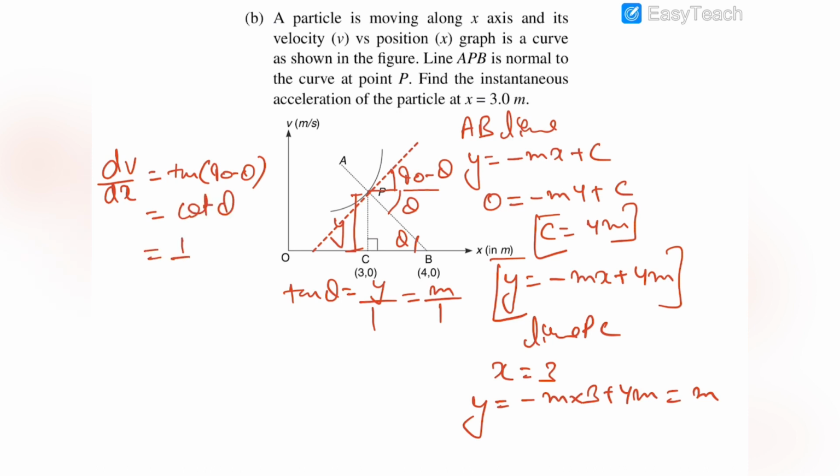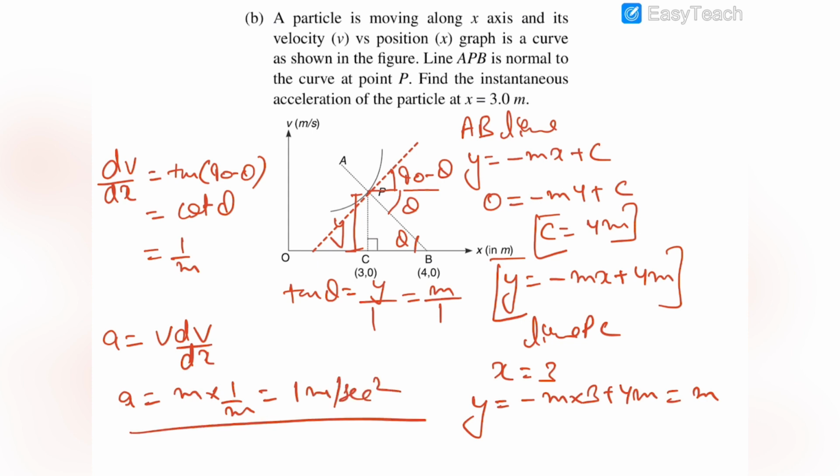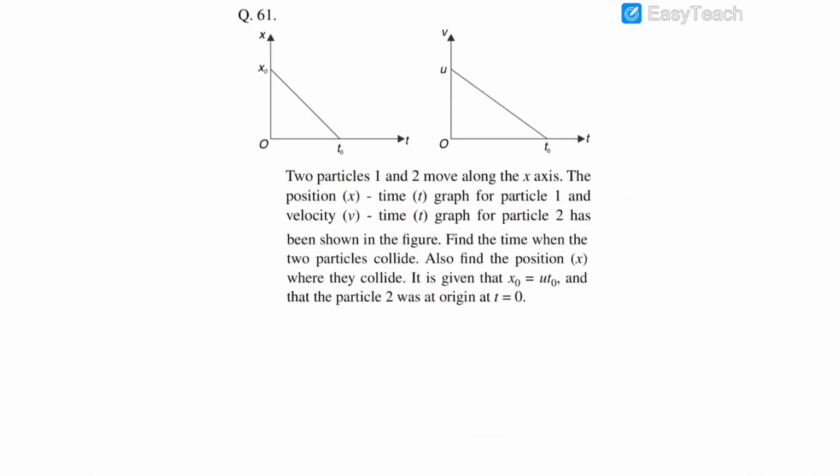So cot theta is 1 by m. Now we know that acceleration is v dv by dx. So acceleration at this point would be v, which is the y coordinate, m, and dv by dx is the slope, which is 1 by m. So acceleration is 1 meter per second square. So the correct answer is 1. Now we move on to the next question.